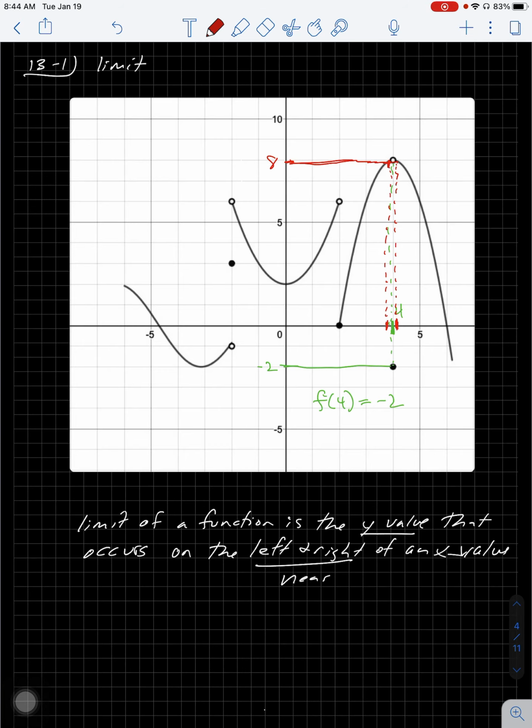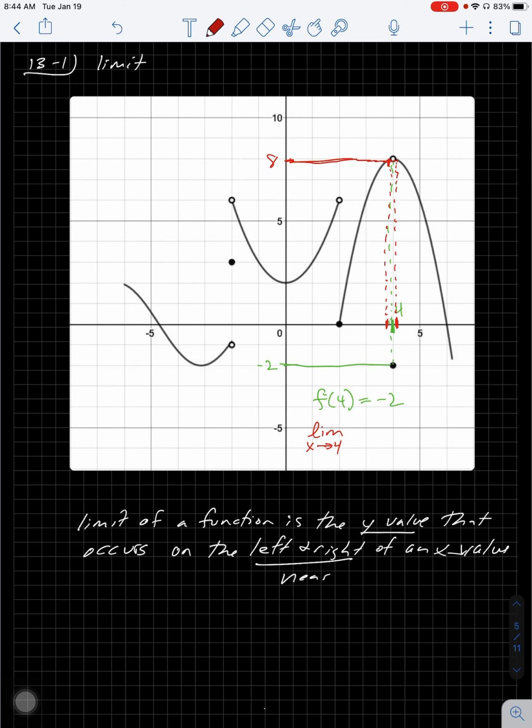And the notation for this is we say lim, so that's a script L, and then below that we tell what x value we want to look at. We say x is going towards 4. The arrow is there because the idea is we're not at 4, we're getting close to 4. The limit as x goes to 4 of the function, if we call this f of x, equals 8. Okay? And that's the idea.